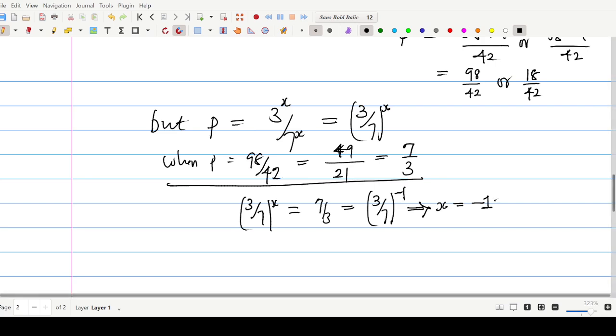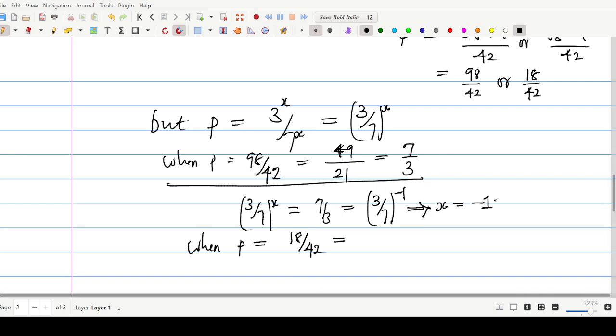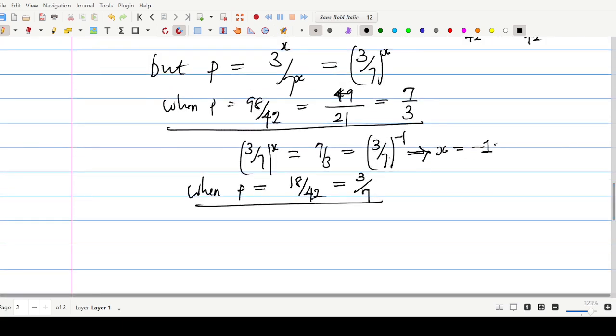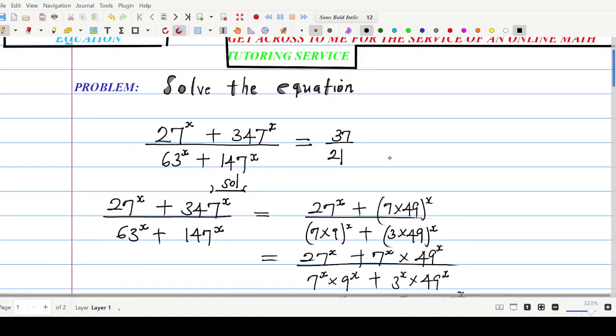Now the next is the second value of p. So when p is equal to 18 over 42, we break this down also as usual. 6 can go. 6 going into 18 will give me 3. Then 6 going into 42 will give me 7. That is 3 over 7. So in this case, when p is 3 over 7, what is the value of x? So that is 3 over 7 to the power of x equals 3 over 7. We can write this to the power 1. So on equating indices, we have x equals 1. And these are the possible values of x, and they are all true. They are all true values in the sense that they will satisfy the original equation above. All right, this original equation.